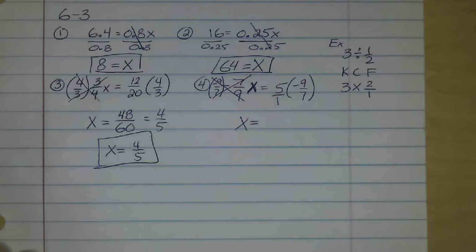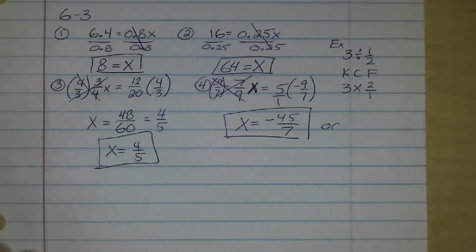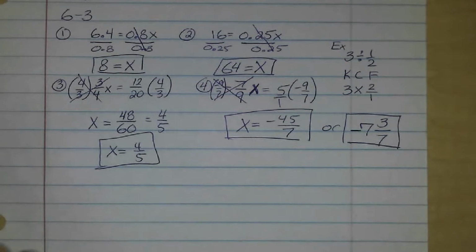On top, 5 times negative 9 is negative 45. And on bottom, 1 times 7 is 7. You could leave your answer just like that, or you could turn it into a mixed number. 7 goes into 45 7 times with a remainder of 3. The denominator would stay the same, and since it was a negative fraction, it's also going to be a negative mixed number.